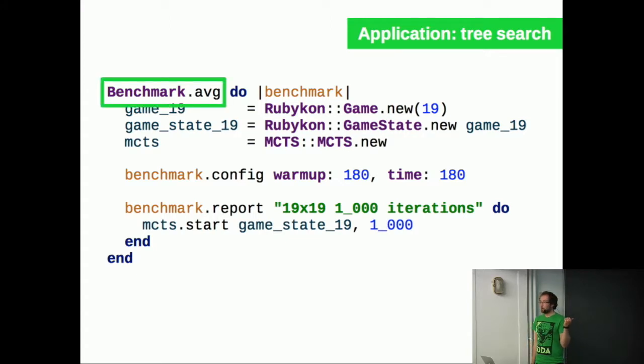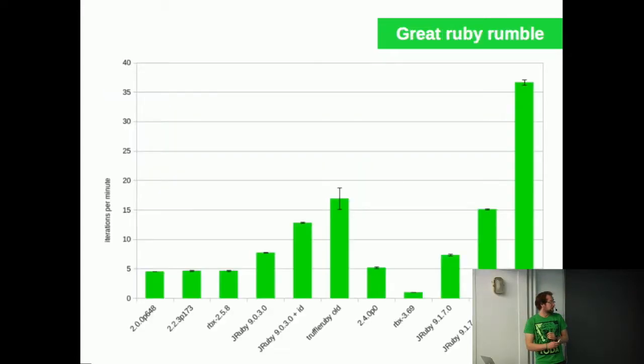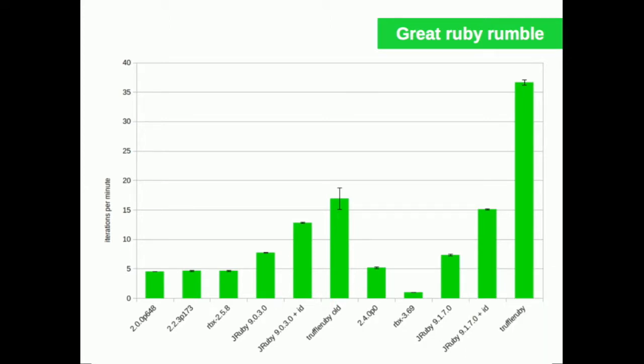Because it takes so long, I wrote my own little benchmarking library for it because benchmark IPS gets bad when one iteration takes longer than a second. And also I had to configure very high warm-up time, 3 minutes in that case, and a very high execution time, because I used this one, and you might have seen that, to benchmark different Ruby implementations against each other. And some of them, especially Truffle Ruby, take a very, very long time.